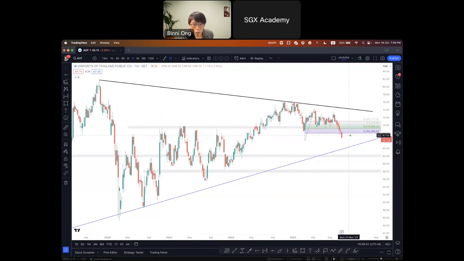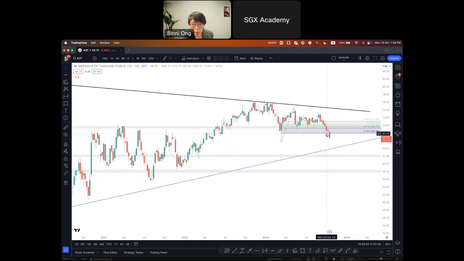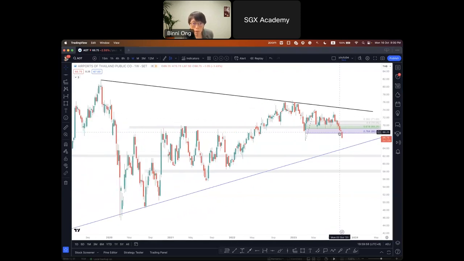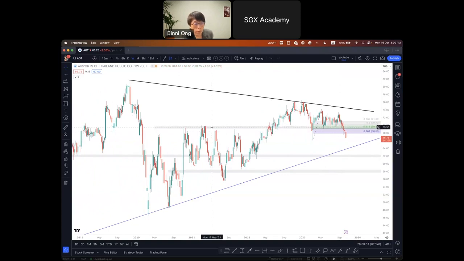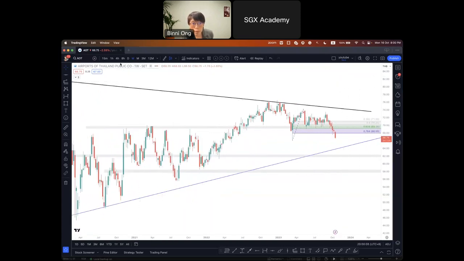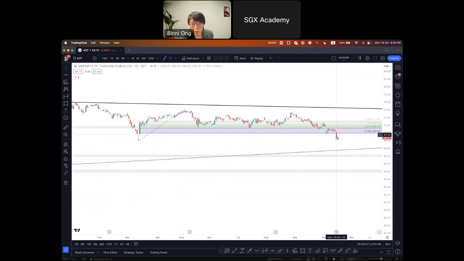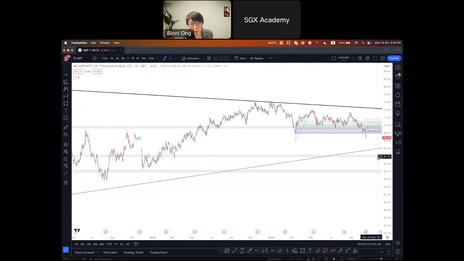Basically, what I'm trying to say is that price was previously supported at this particular retracement. If it can bounce up, then the 70 level can still hold. But it seems that as of today, on the day chart here, price actually traded lower. So as long as price doesn't move above 68, if it continues to stay below 68, then I think there's a very high chance to move to the next level, which is at 62, the levels that are marked in here.